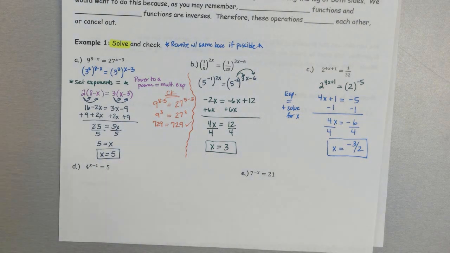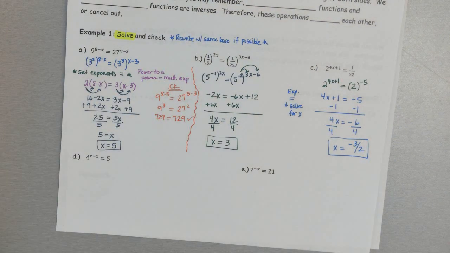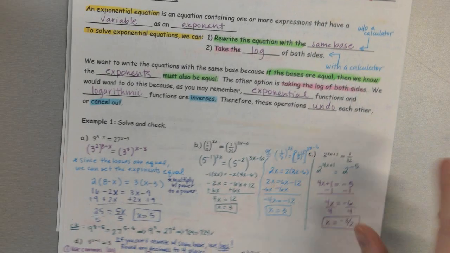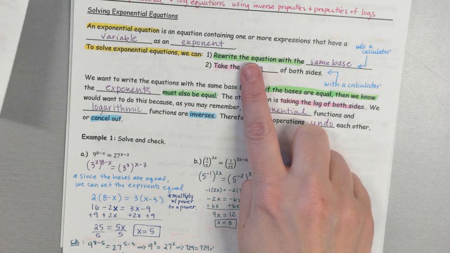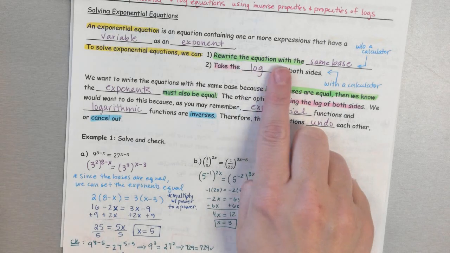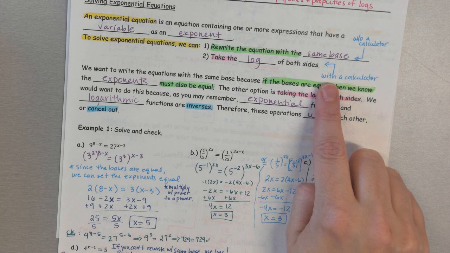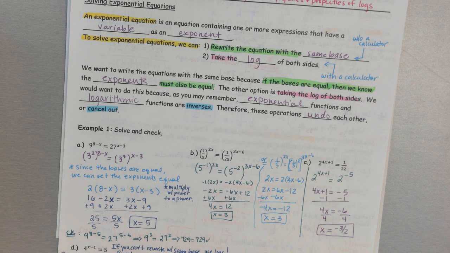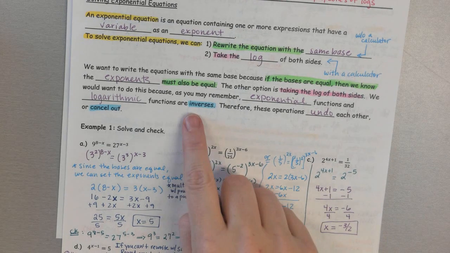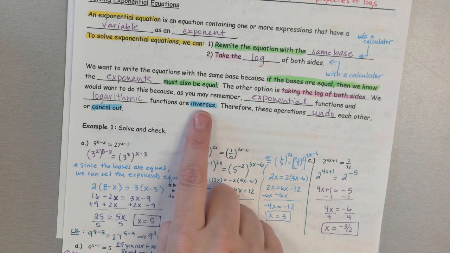So yesterday on your guys' notes, you wrote out there were 2 ways to solve. I'm just going to point you back to that real quick. So it says the first way is to rewrite with the same base, but then the second way is to take the log of both sides, and that's what we're going to have to do with a calculator. Okay? And the reason why we can do that is because the relationship between exponential functions and log functions is that they're what? That they're inverses.